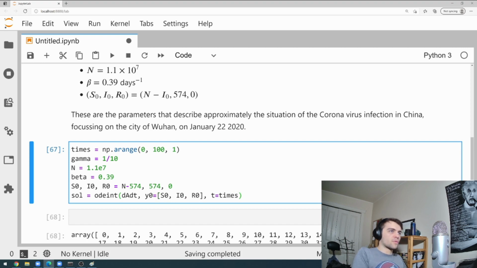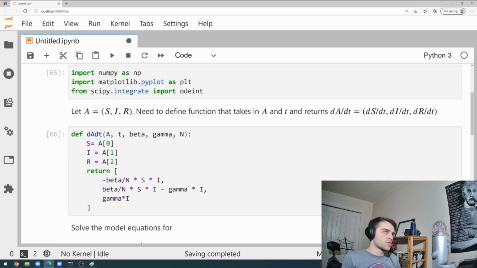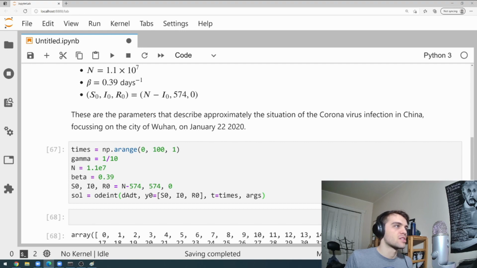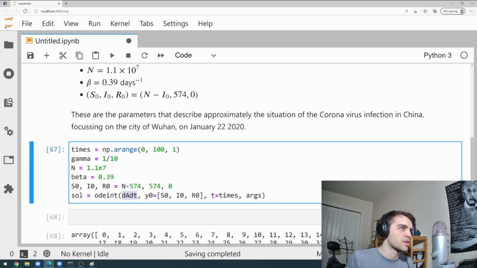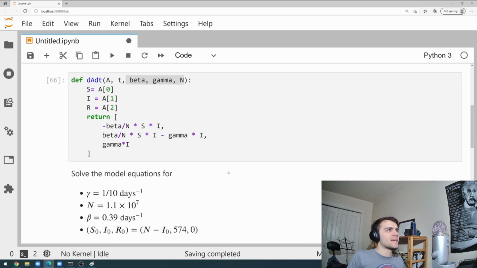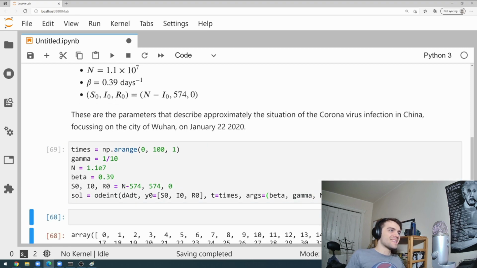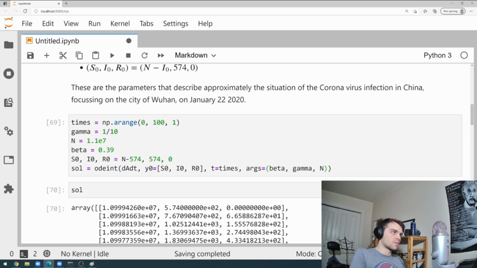The times that we want to solve it for is times, and now we pass the extra arguments. Because this differential equation has some additional parameters, we pass the additional args argument inside this odeint function. So we tell it the differential equation, we tell it the initial conditions. Every differential equation needs initial conditions. We have the times, and we're going to pass in beta, and I believe I go beta, gamma, N. Boom, easy. And we get our solution right away.